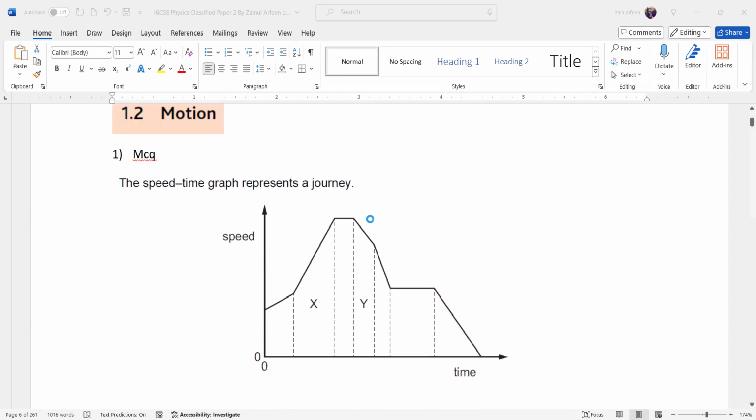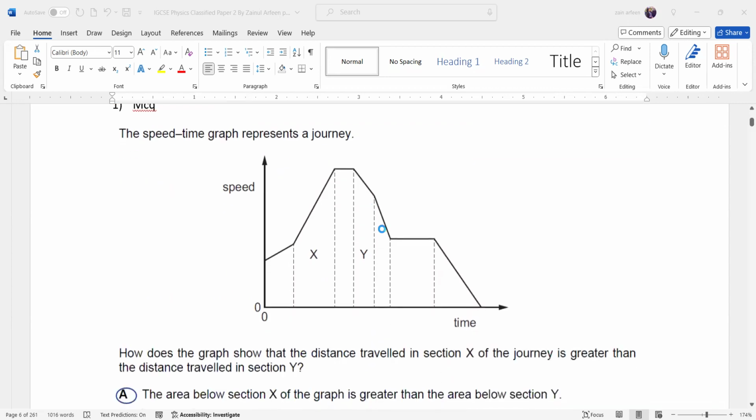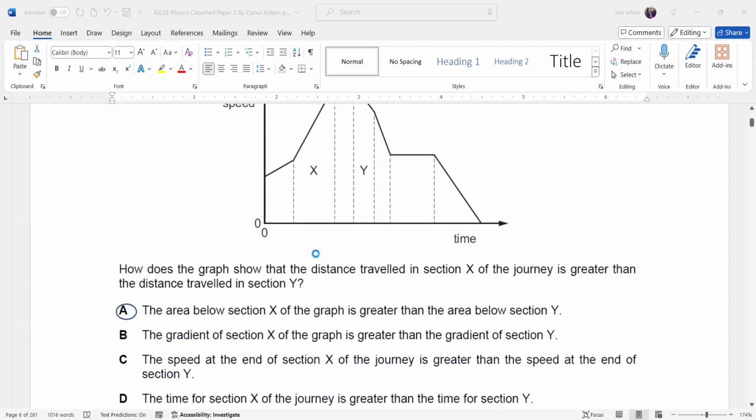So topic 1.2, motion MCQs. The speed time graph represents a journey, as you can see. For a speed time graph, as we know, the area under the graph gives us the distance traveled. As you can see, we have two regions, X and Y. The region X has a large area compared to region Y. So what does this indicate? The graph shows the distance traveled in section X is greater than in Y.